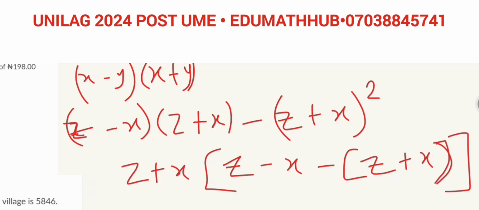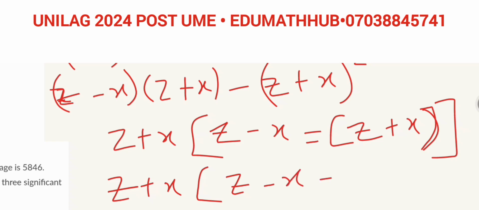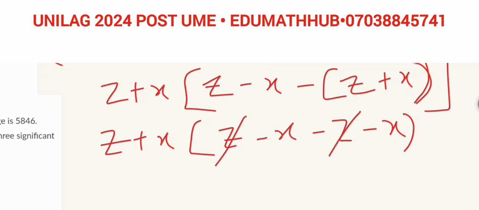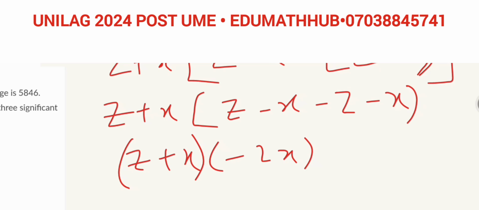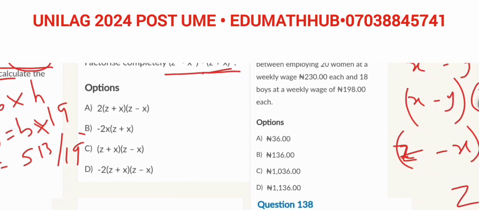So take note of the minus sign. By the time this minus sign goes into the bracket, it's going to change everything inside the bracket. So you're going to have z plus x here, then z minus x, and this minus will change the sign of what's inside the bracket, so you get minus z minus x. We just simplify this out. The z cancels out because z minus z is zero. So you have z plus x, and everything in this bracket is minus x, which will give you minus 2x. So our answer is z plus x into brackets minus 2x. You move to the options and check if that's there. So z plus x, that is option B.